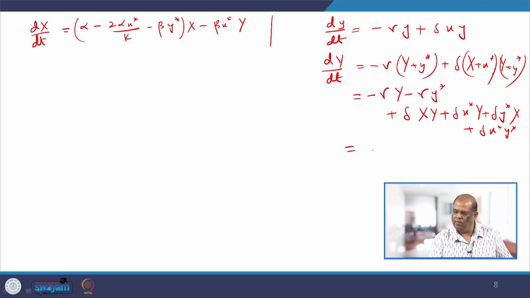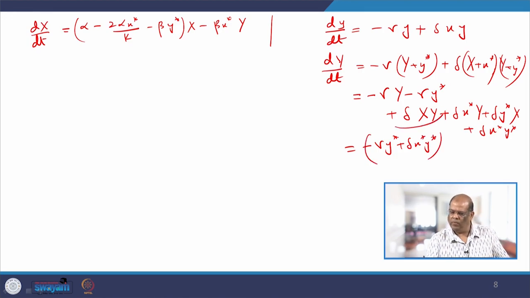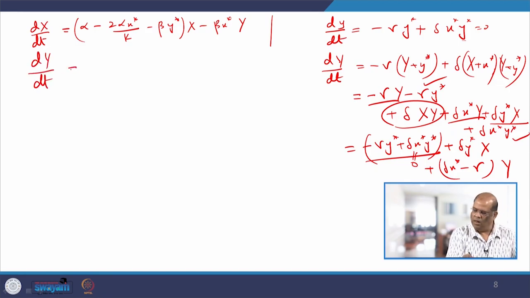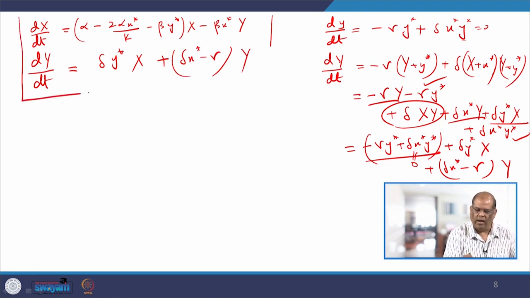And if you write this in the form minus gamma y star plus delta x star y star, the constants, this we ignore because it's a second degree term, plus delta y star into x plus delta x star minus gamma into y. So, we have x term, we have y term and we have the constants. With the same logic, if x star y star is our equilibrium solution, it is going to satisfy this. So, if I put x star here, y star here, this is going to be 0 and hence this part is equal to 0. And we are left with dy dt is equal to delta y star into x plus delta x star minus gamma into y. So, this is our linearized form.